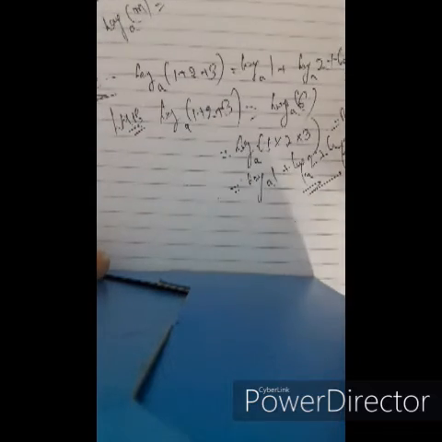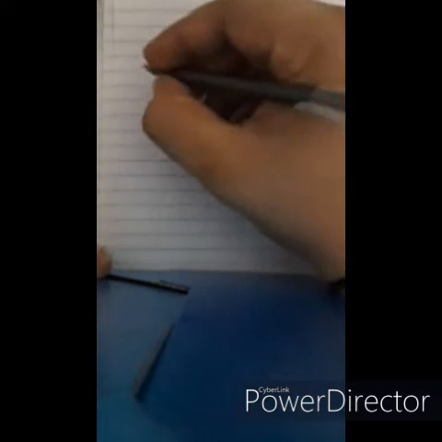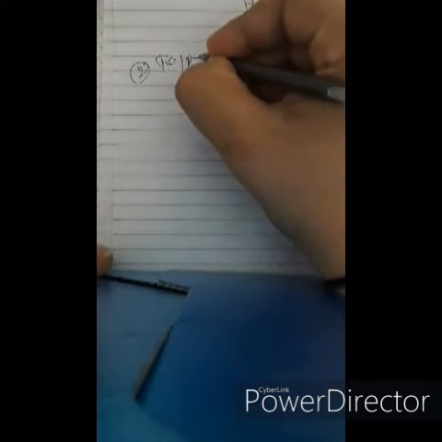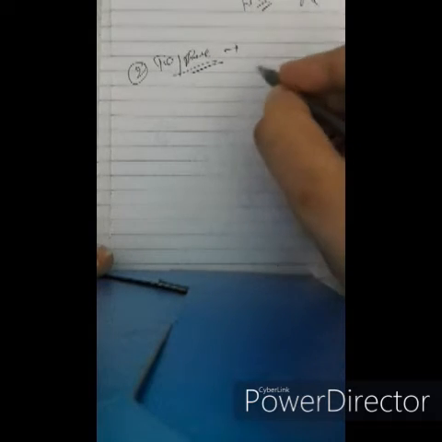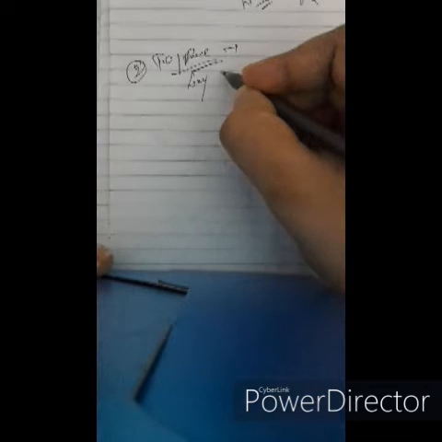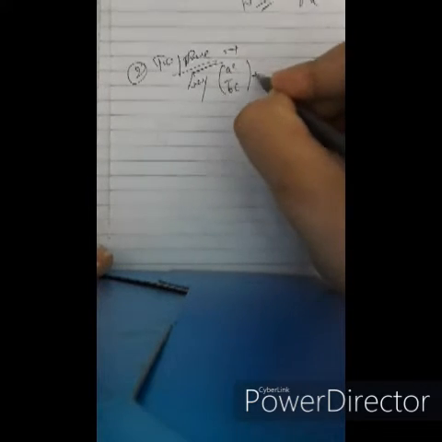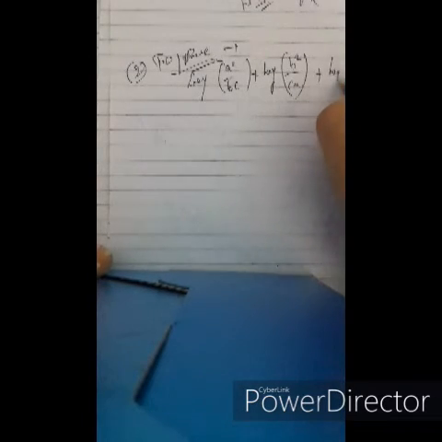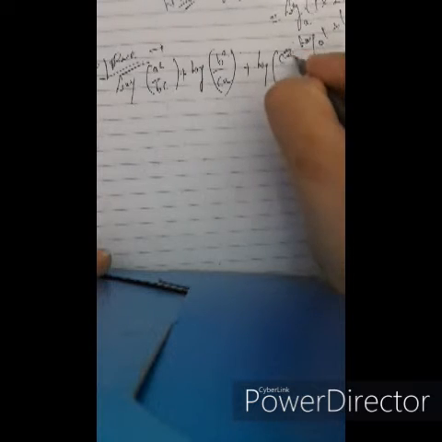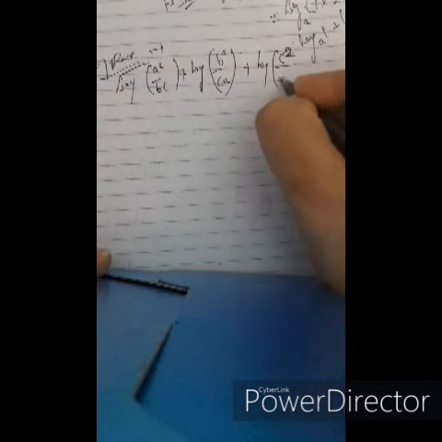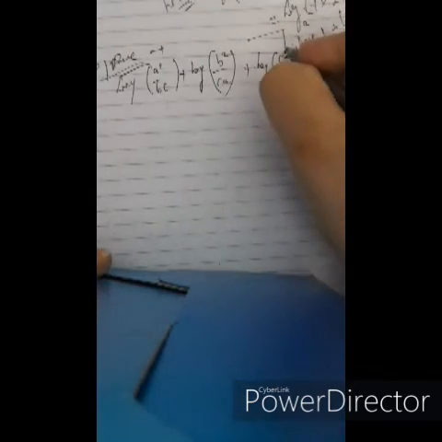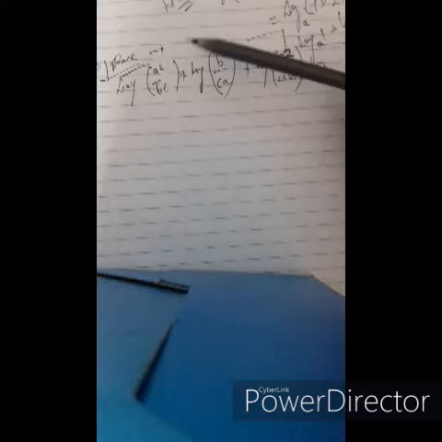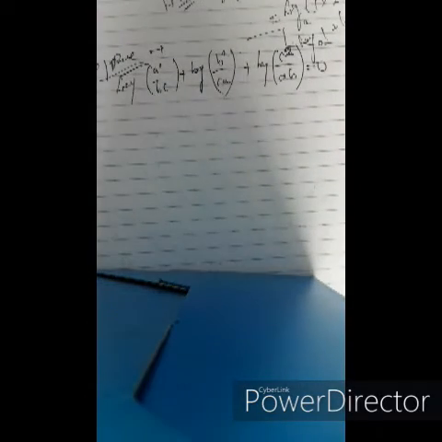Now let's take a look at another problem, similar type. Second one, we have to prove log a square by bc plus log b square by ca plus log c square by ab equals 0. We have to prove log a square by bc plus log b square by ca plus log c square by ab equals 0.